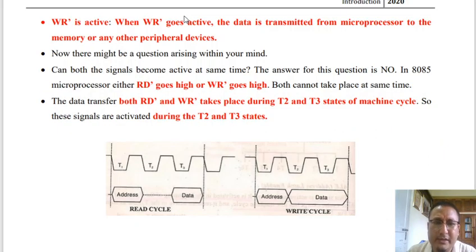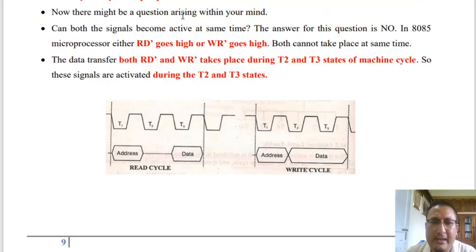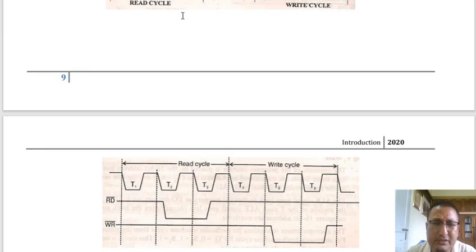Now, there might be a question whether both the cycles are possible at the same time. The answer is no. These signals cannot become active at the same time; both cannot take place at the same time. As I've said, whenever you're performing read or write, the data transfer takes place at the T2 and T3 states of the machine cycle. So read and write will be activated during the T2 and T3 states of the machine cycle. This is very important.